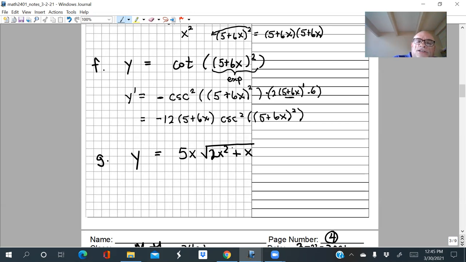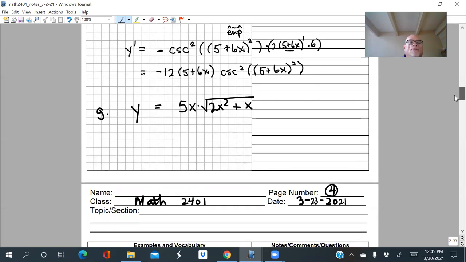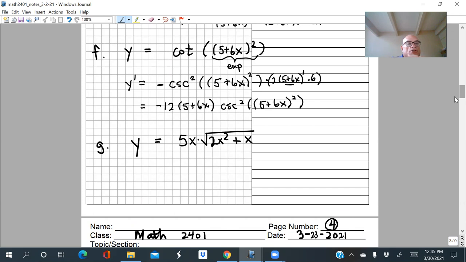Let's look at the next one. Y'all make a suggestion for me, okay? So I want to differentiate 5x times the square root of 2x squared plus x. So when I look at that, what rule sort of jumps out at you that you're going to have to use to differentiate this? So think about the rules that we have. We have product rule, we have quotient rule, we have chain rule. When you first look at this expression, what's the first thing you notice that's involved in that expression?